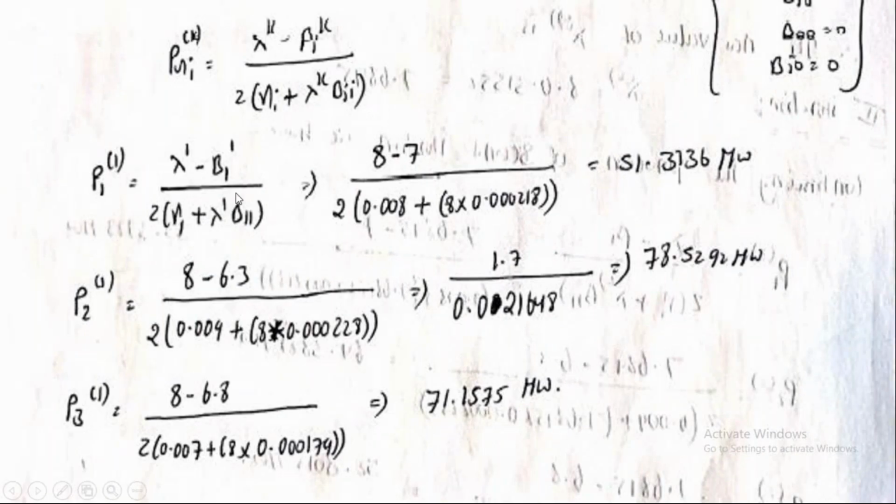This is the way you substitute to get P1, P2, P3 for the first iteration. So we have to mention the power, which indicates the iteration number. And these B11, B22, B33 we obtained from the power loss equation. The power loss equation can be represented as B11 P1 square plus B22 P2 square plus B33 P3 square.